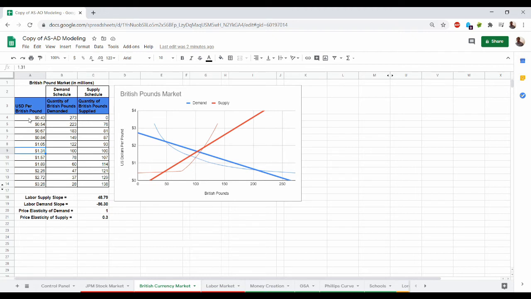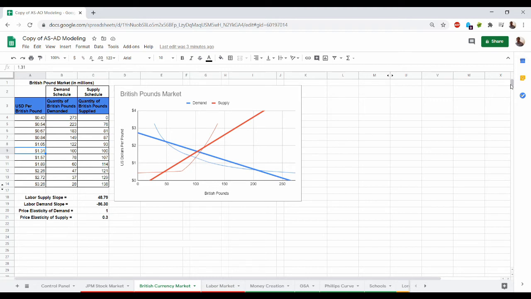So as opposed to 43 cents per pound, where nobody wants to supply any British pounds, or $3.26 US dollars per pound, where very few people want to actually buy the British pound. What we have here is a situation where $1.31 seems to be the equilibrium point, where for $1.31 per pound, you have just the right amount of people willing to buy and sell a pound. We have the equilibrium price and quantity.